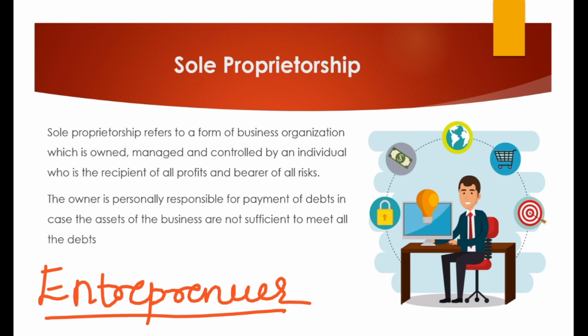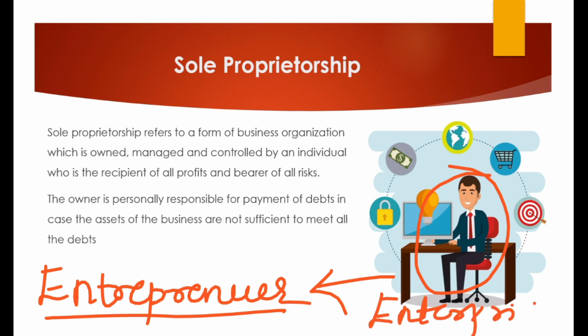He is known as an entrepreneur. The single person is known as the entrepreneur, and the business which he sets up is known as the enterprise. So, entrepreneur and enterprise. It is very important: the single owner of the business, who gets an idea to start the business, is known as the entrepreneur, and the outcome, the business, is known as the enterprise.